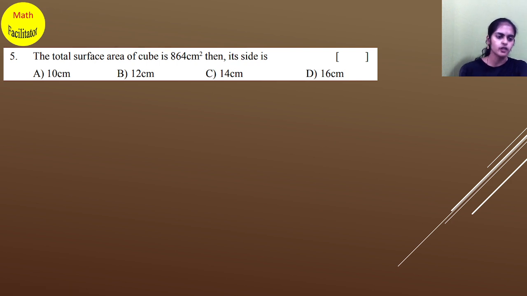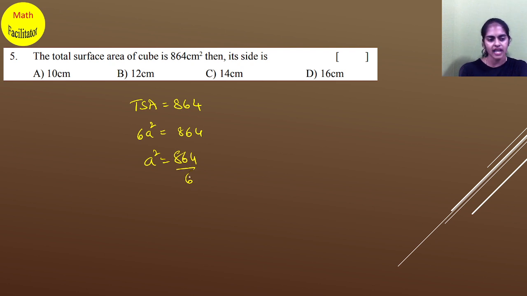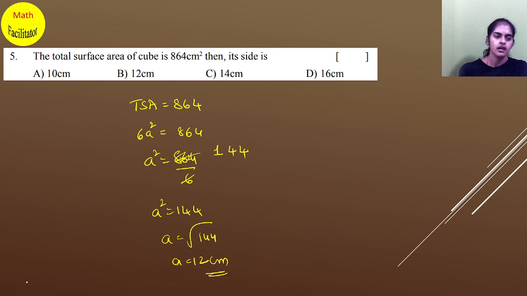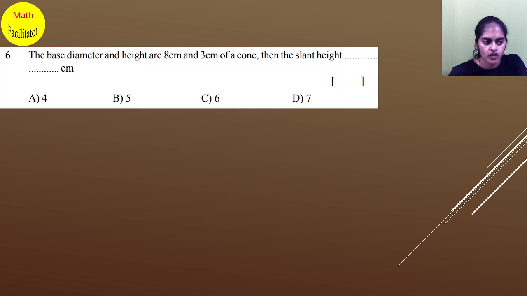Total surface area of a cube. TSA of cube is given as 864. Then its side is how much? We know TSA of cube is 6a square equal to 864. So a square equals 864 divided by 6. So cancel and see how much you are getting. 6 ones are 6. You have a 2 here. 26, 6 fours are 24. You have a 2 again. So 4 sixes are 24. So a square is 144, or a will be root 144, or you can write it as 12. So 12 centimeters. Okay, so a is 12 centimeters. So once you know the formula, just the calculation you have to do.